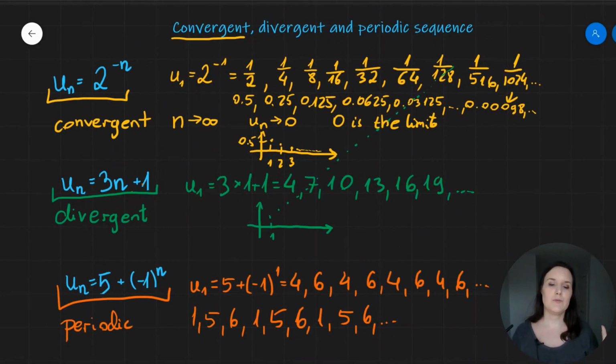Convergent is when n tends to infinity, un tends to the limit. Divergent is when it doesn't happen, so it goes straight up to infinity or straight up to minus infinity. It doesn't approach any number. Periodic is when it repeats, so 4 6 4 6 4 6 or 1 5 6 1 5 6 1 5 6, when it repeats a certain pattern.